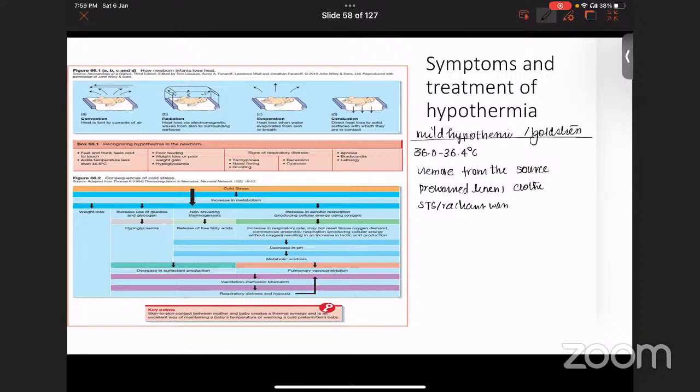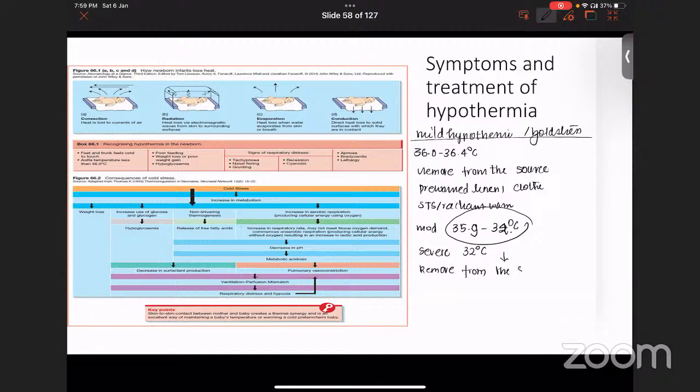Simple. If it's a moderate case, the temperature is 35.9 to 34 degrees Celsius. Severe is below 32 degrees Celsius. In both cases, remove from the source.